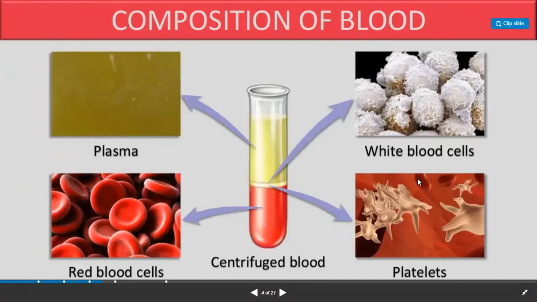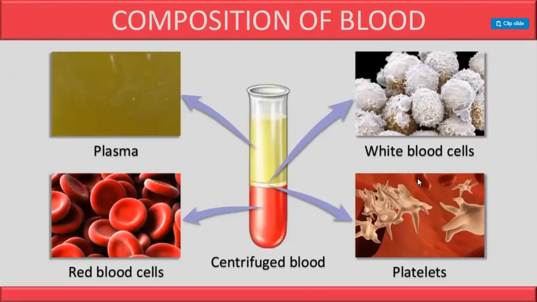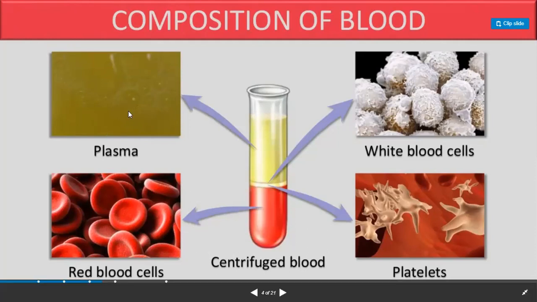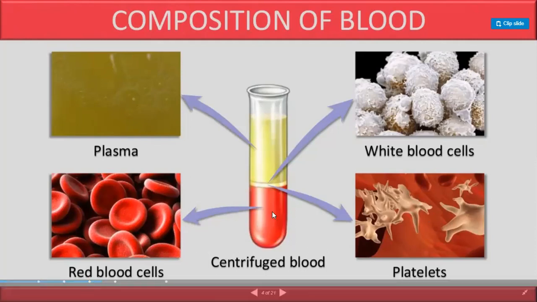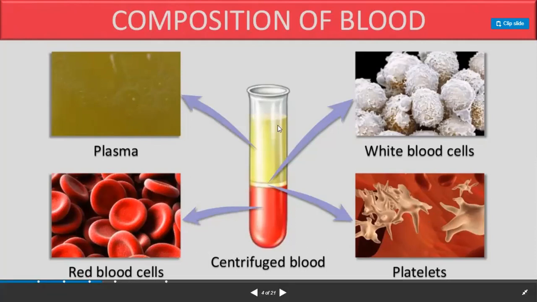Now, plasma makes up about 55% of blood, while the blood cells make up about 45% of blood. So when you have blood, 55% of it is plasma, 45% of it is the blood cells. And here you see blood in this test tube.